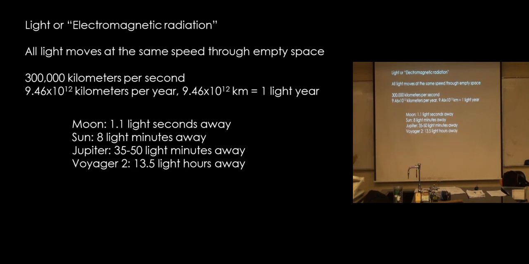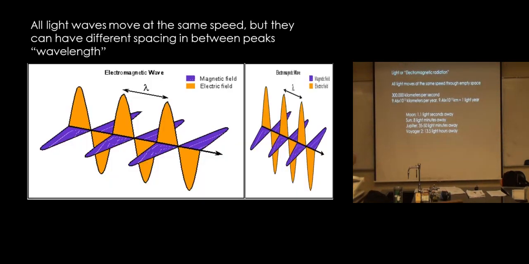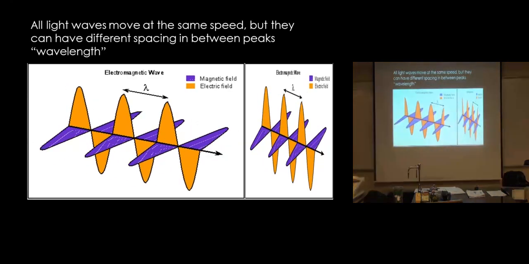Voyager, this thing that we're managing to get out to the edge of our solar system, is now about 14 light hours away. So Voyager sends us a signal, and 14 hours later it gets to us.